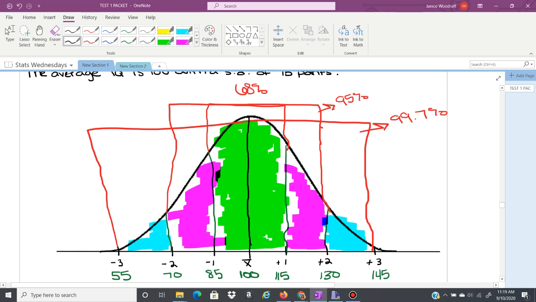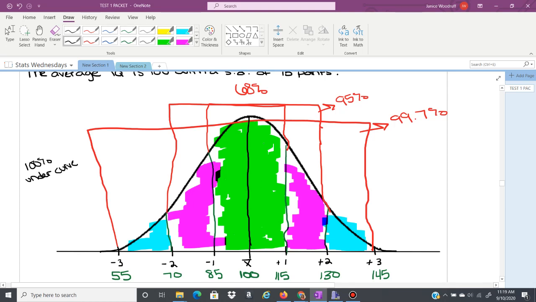Well, actually, let me preface this with this. The entire area of the curve, I can go beyond. See, there's a little space right there, beyond 3 standard deviations. So the entire area under the curve is 100%.